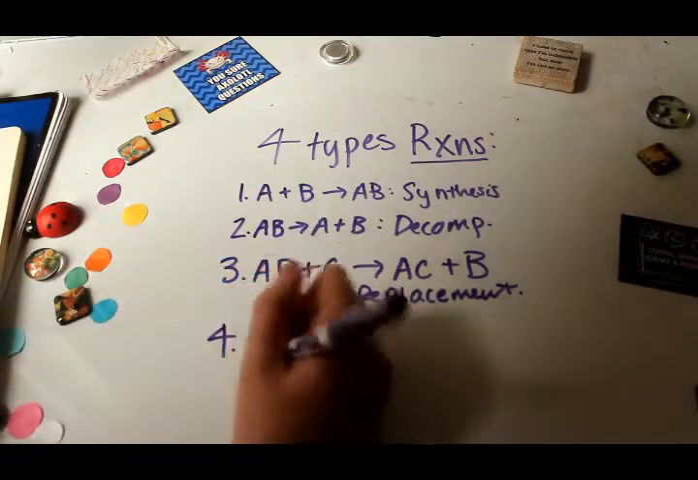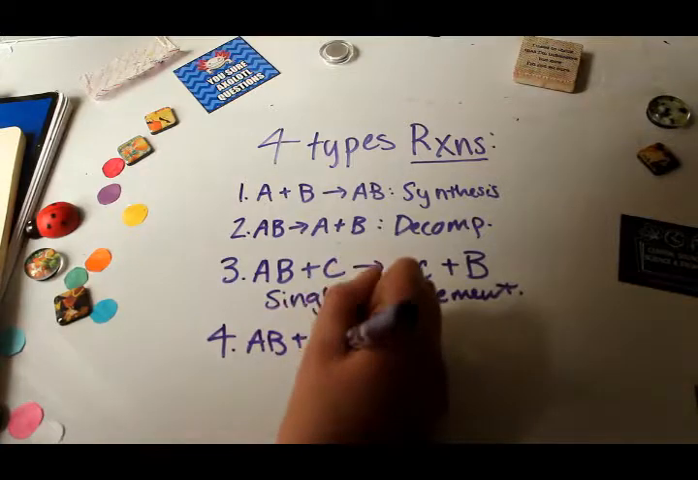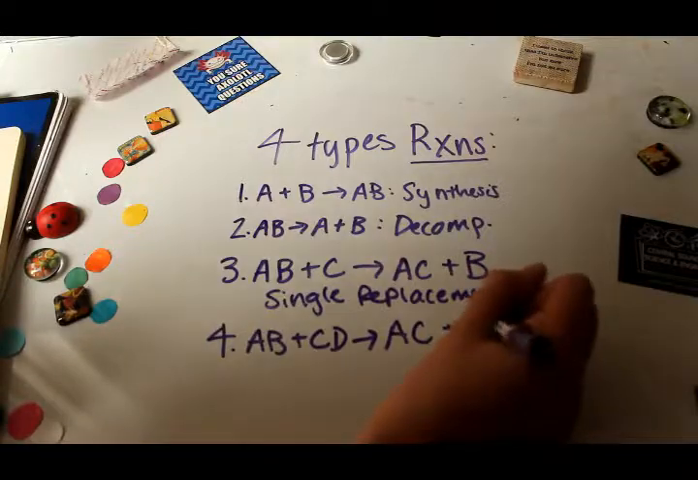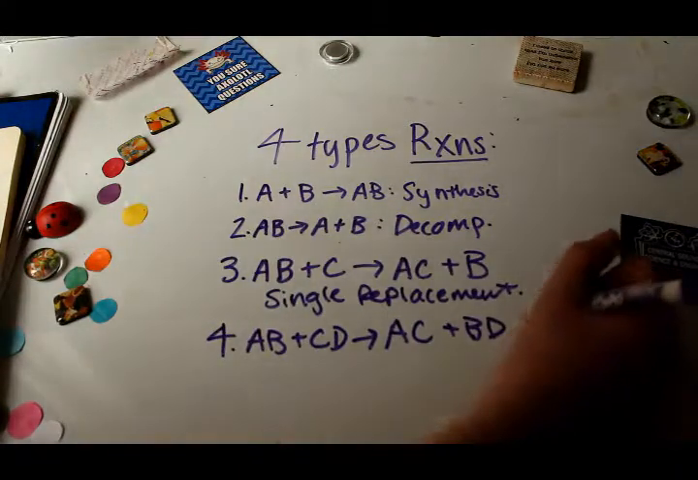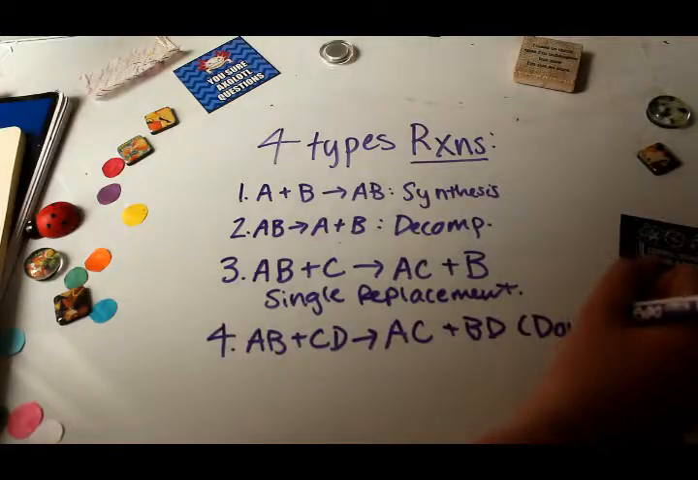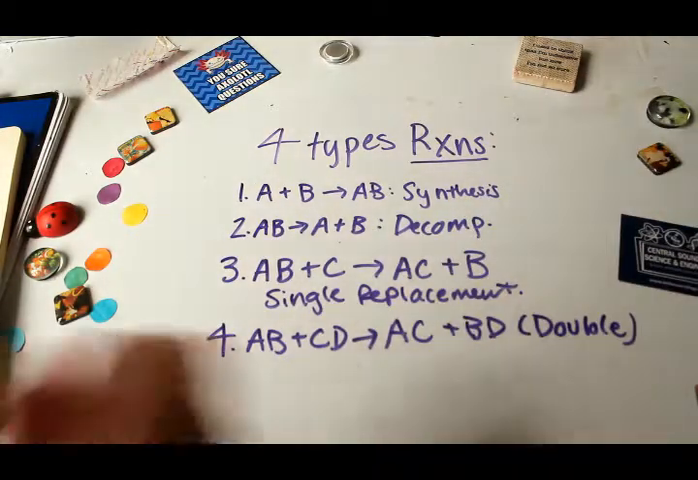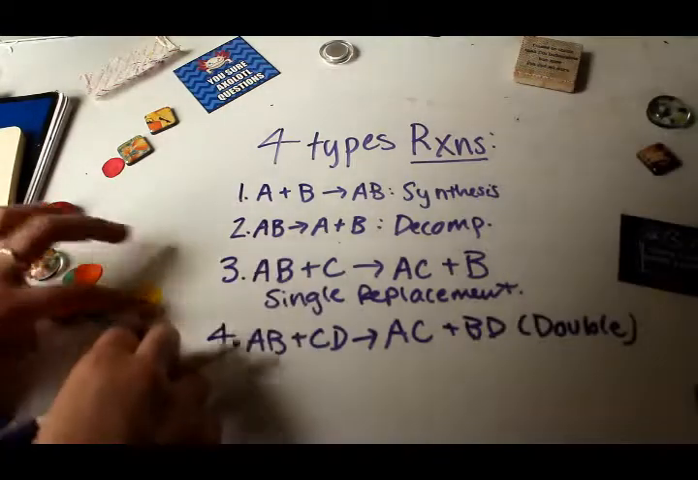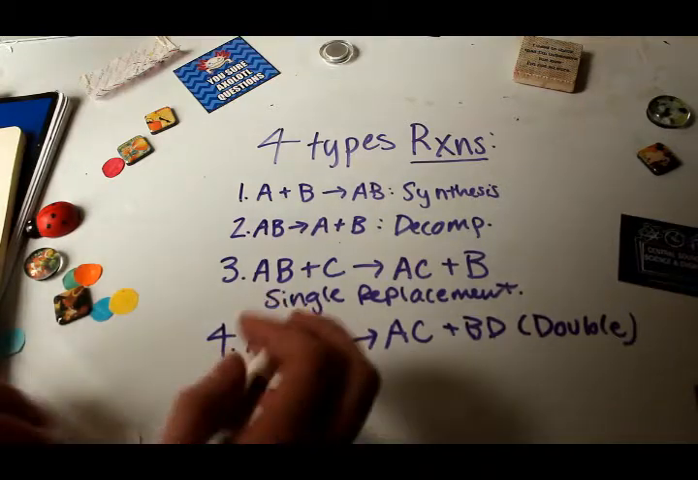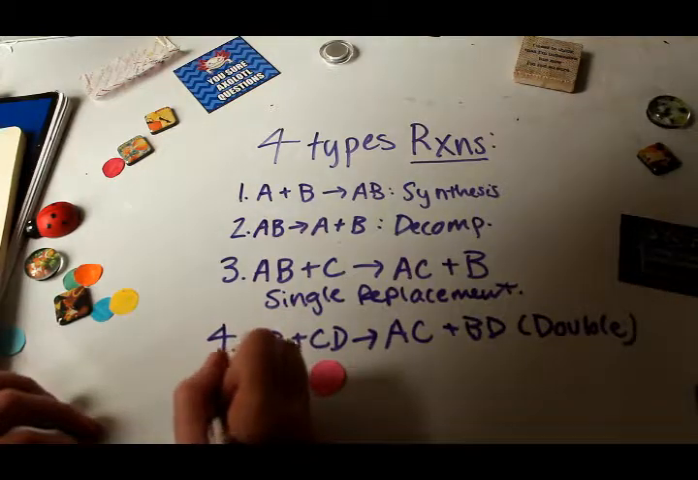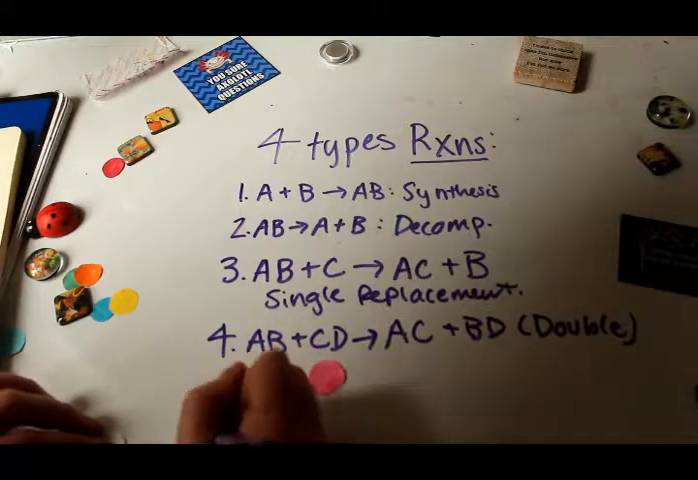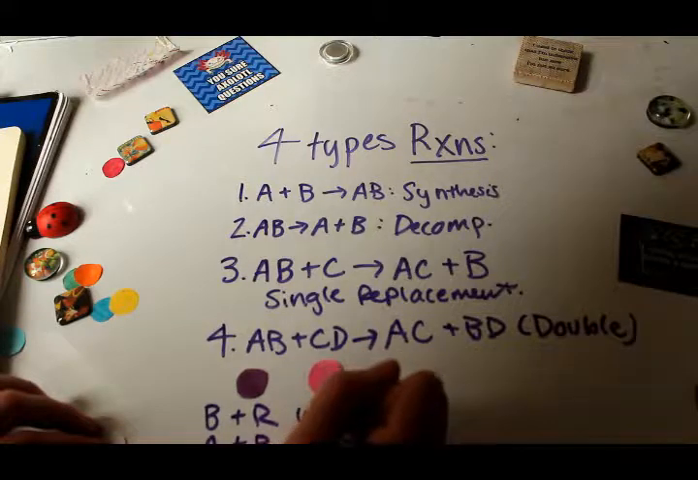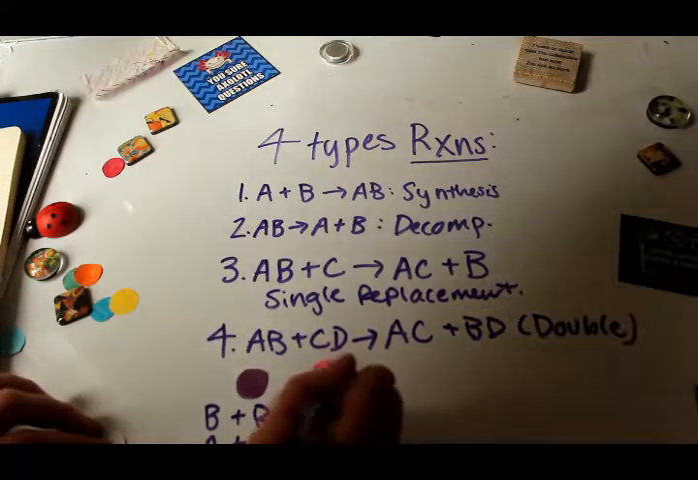All right, and last but not least, we have AB plus CD yields AC plus BD. And this is known as a double replacement. You see that okay? Okay, cool. And in this case, we're going to use a different set of colors. AB is going to be purple plus pink. So you could have blue plus red. That could be A plus B. CD could be white plus red. C plus D.